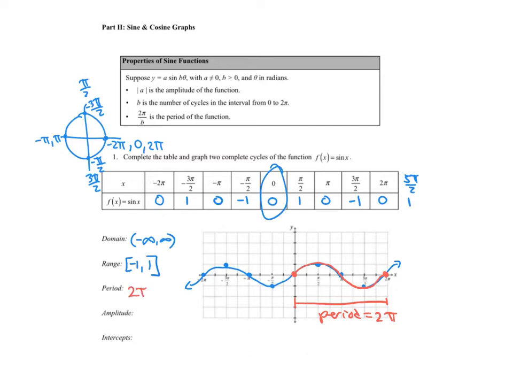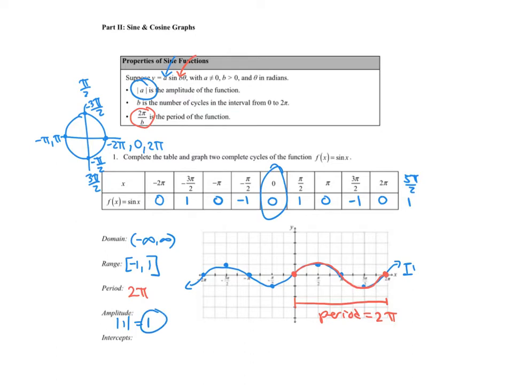In general, to find the period of a sine or a cosine function, you're going to use the formula 2 pi over b, where b is the coefficient of theta. The amplitude of this function is the distance from the midline to the top. That's 1. Also, the amplitude is going to come from the a value, the absolute value of a. So the absolute value in this case of 1 is 1.